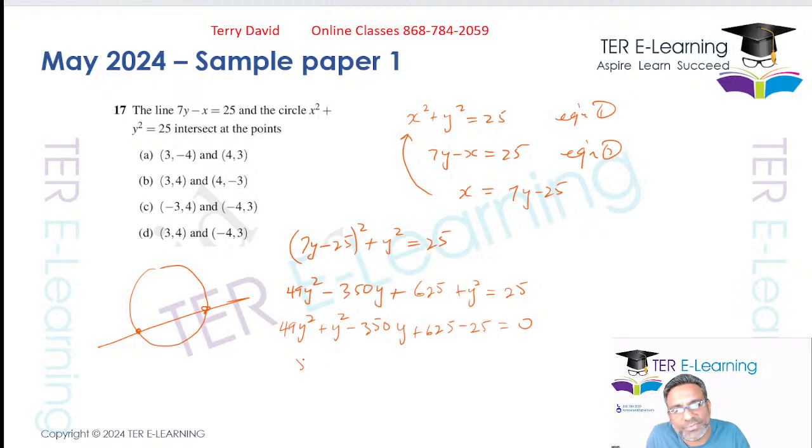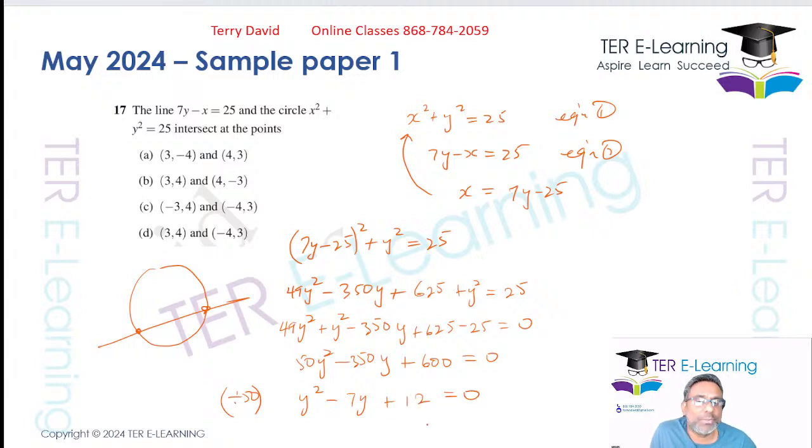49y squared plus y squared is 50y squared, minus 350y, and this is going to be plus 600. Even though the numbers look big, what we can do is divide everything by 50. So this is going to be y squared minus 350 divided by 50, which gives 7y, and 600 divided by 50 gives 12.